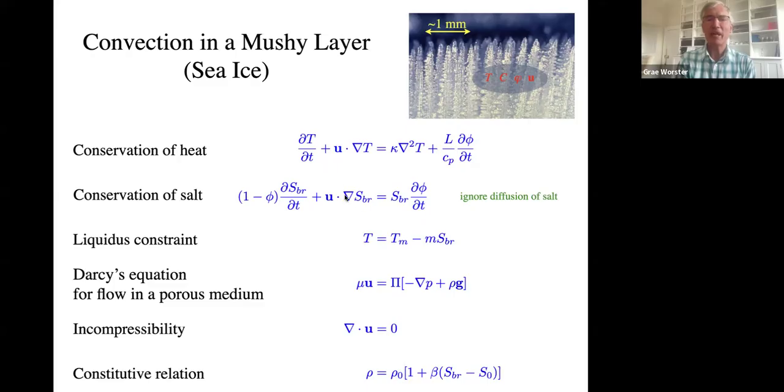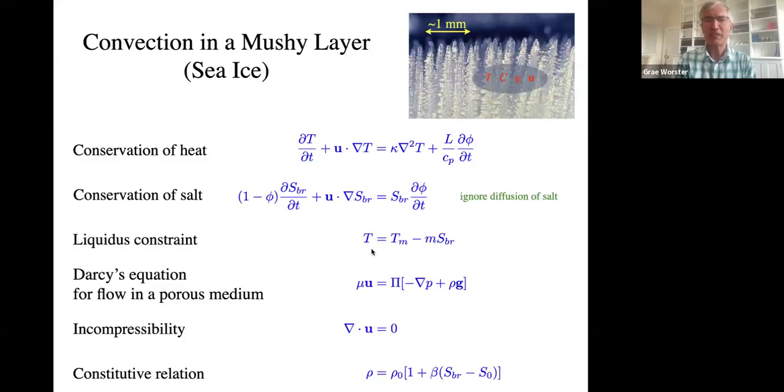Salinity is governed by an advection diffusion equation in principle, but in fact the diffusion of salt is so slow that we ignore it. And on the other hand, there is release of salt, there is injection of salt into the spaces between the ice crystals as the pure ice crystals grow. Okay, so that salt has to go somewhere, and it goes into the interior of this mixed phase mushy region.